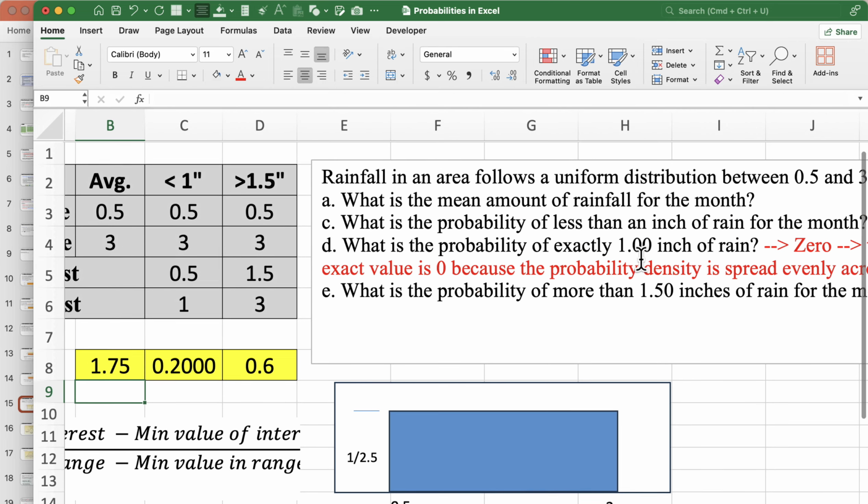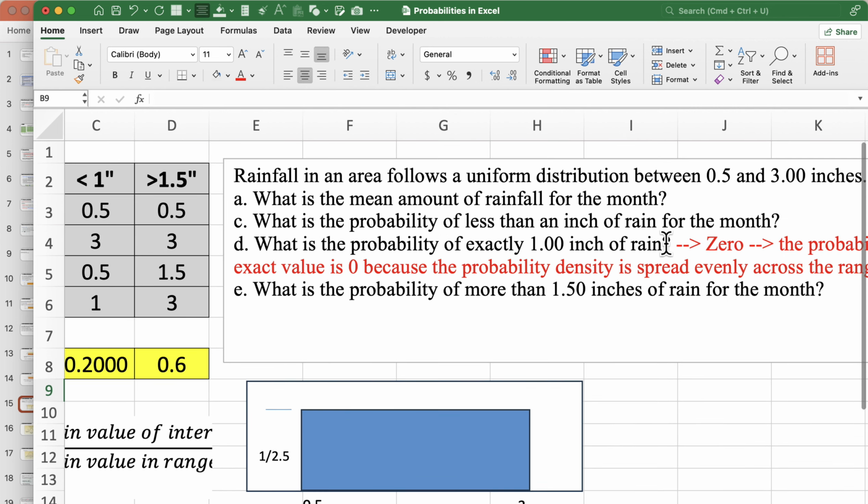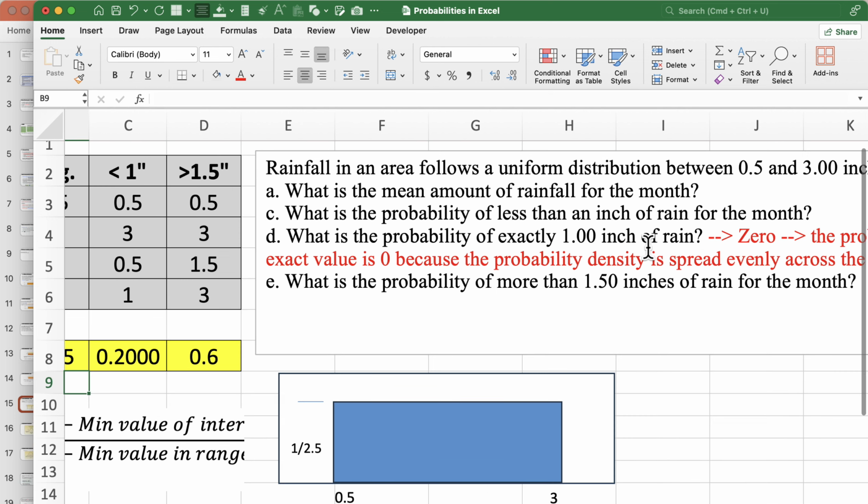Then the next question is, what's the probability of exactly 1 inch of rain? Now this is one property of uniform distribution, because this is about ranges. Whenever we are asked to calculate the probability of one specific value, that will be 0. For example, in this case, what's the probability of exactly 1 inch? That would be 0, because we are concerned with ranges and that's not the range. So this is one property of uniform distribution.